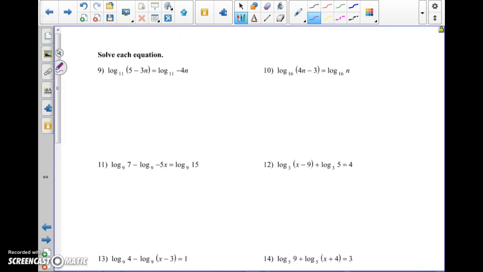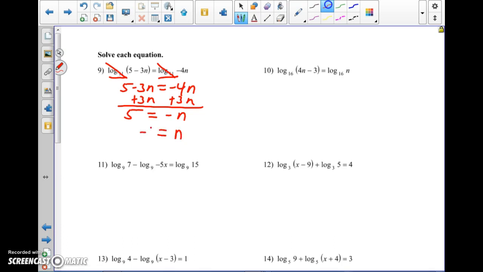Now we're going to solve each equation that's set up in this logarithmic form. Notice on this problem, log 11 and log 11 are on both sides. This makes it easy. Simply drop the common log. 5 minus 3n will equal negative 4n. Get n by itself, so add 3n and add 3n. 5 equals negative n. And now multiply each side by a negative. n will equal negative 5.